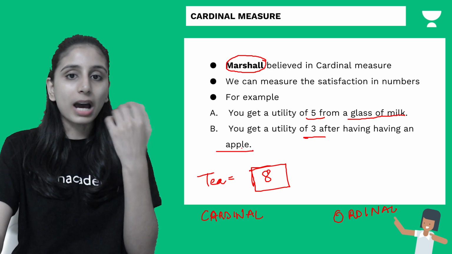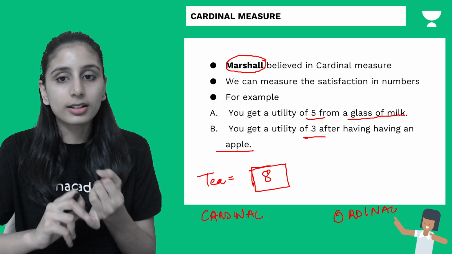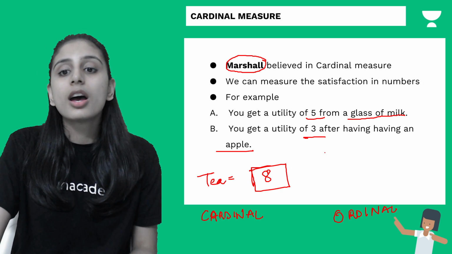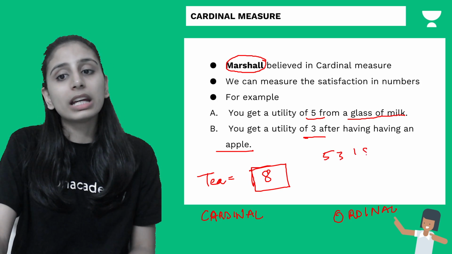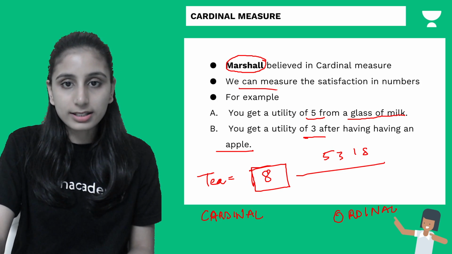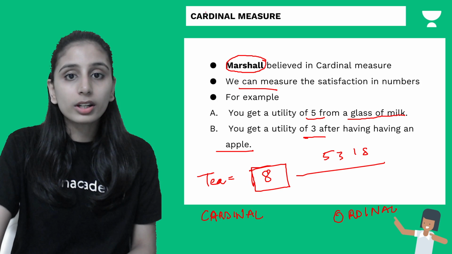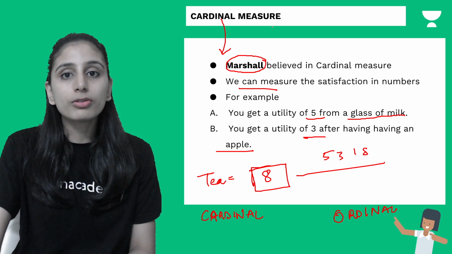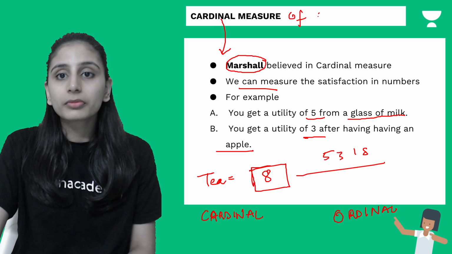So Marshall said that the satisfaction can be measured in absolute numbers, 5, 3, 1, 8. We can take any number. Okay? This is what Marshall said. And this approach to utility is called the cardinal measure of utility. Okay?